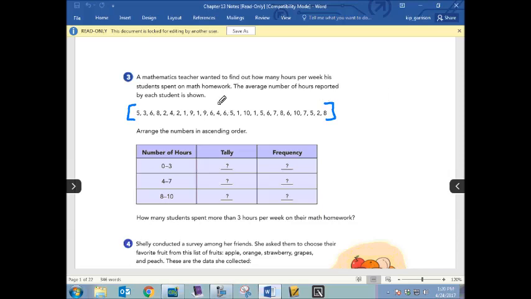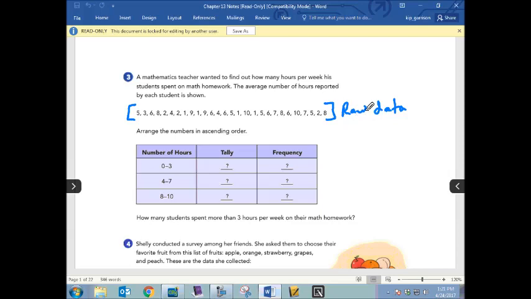Okay, so obviously the teacher did a Google Doc or a SurveyMonkey or something like that, or maybe like me, I would use my clickers and I would just ask how many hours do you spend per week on your homework, and somebody keyed in 5, 3, 6, 8, 2, 4, 2, and so on. Again, we can't answer a lot of questions from that. That's called raw data, or data.